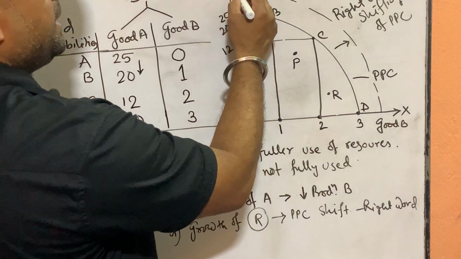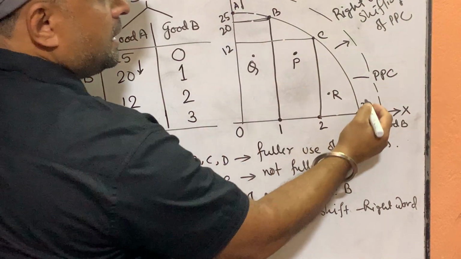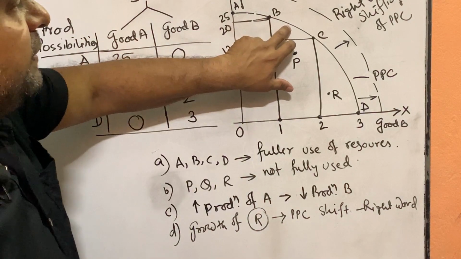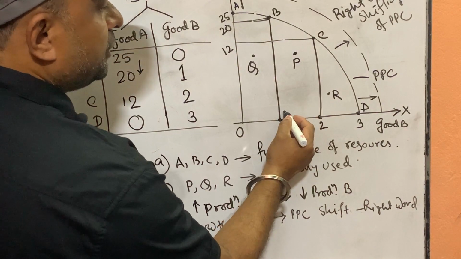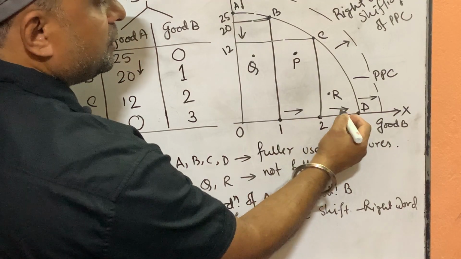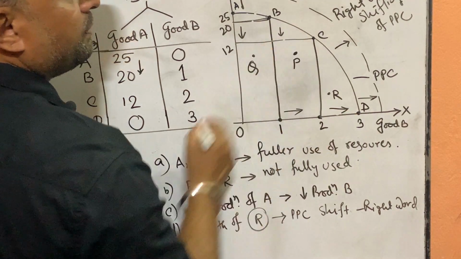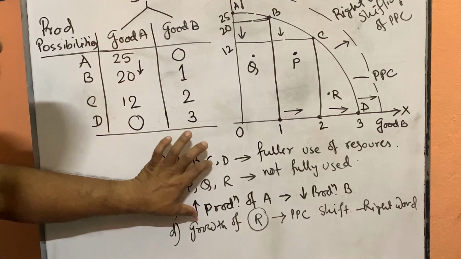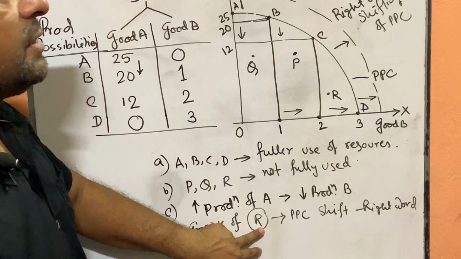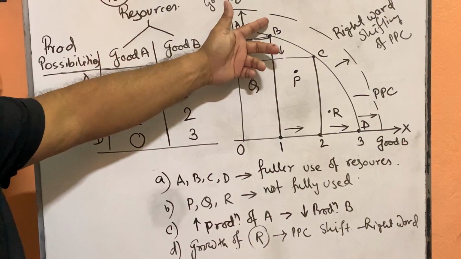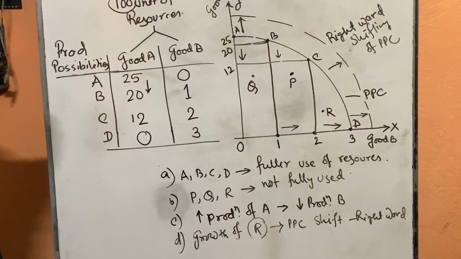At that time, see, production of A also increases, and production of B also can be increased. But earlier when resources were fixed, if we increased production of B, we had to reduce production of A. So simultaneously it was not possible. It is possible only when we can increase our resources, that is, growth of resources.